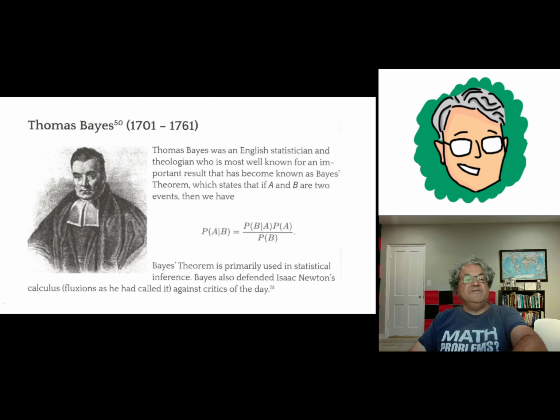Thomas Bayes was an English mathematician, and he's most well known for one result he came up with, and that's this formula in the middle of this page. This is known as Bayes' theorem. This is the simplest version of Bayes' theorem. It's just a very simple law in what's called conditional probability.